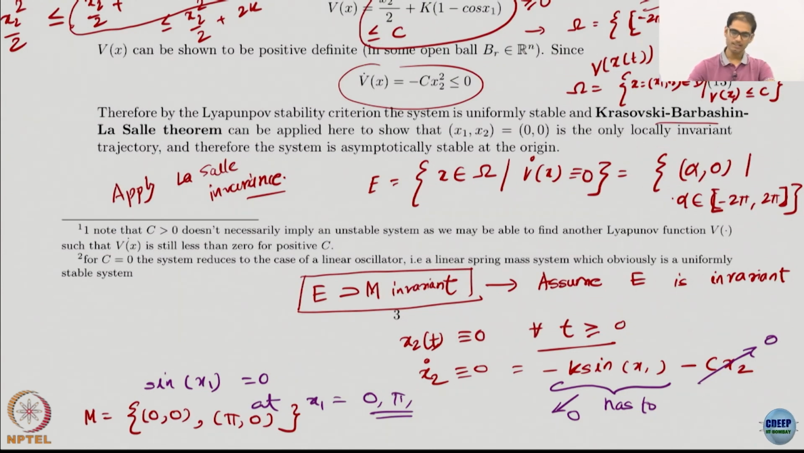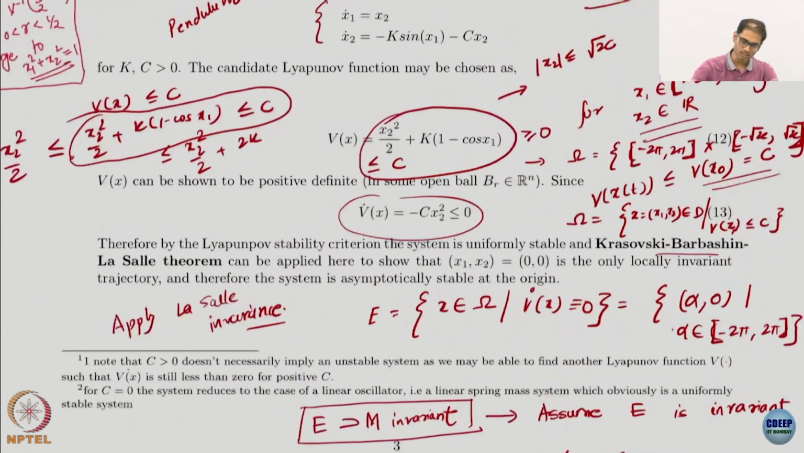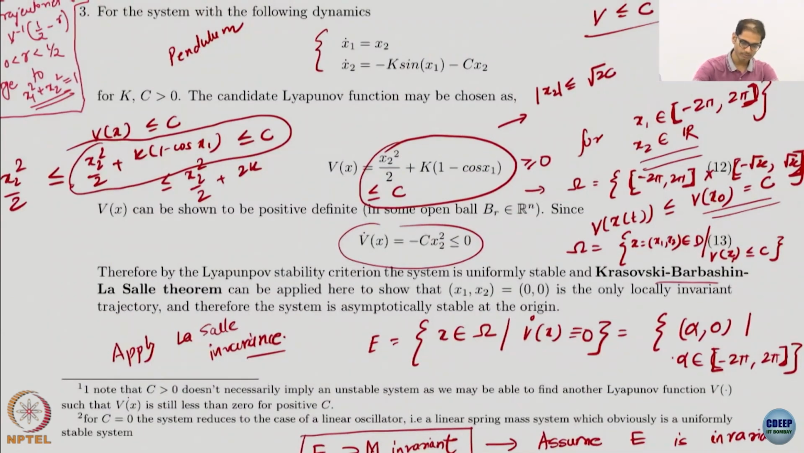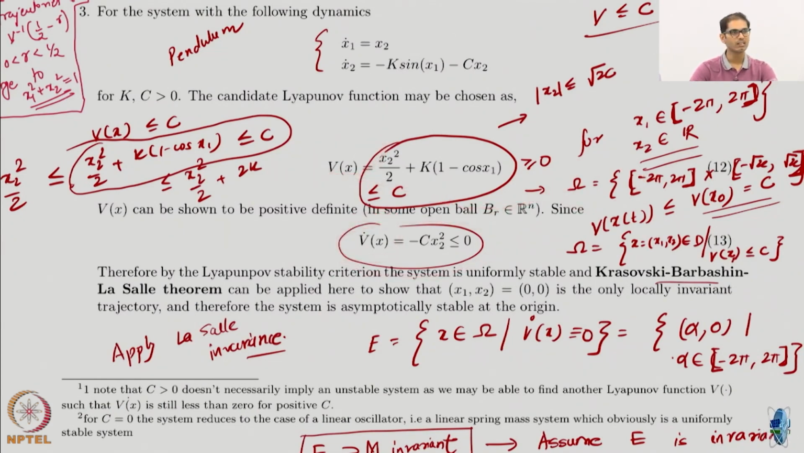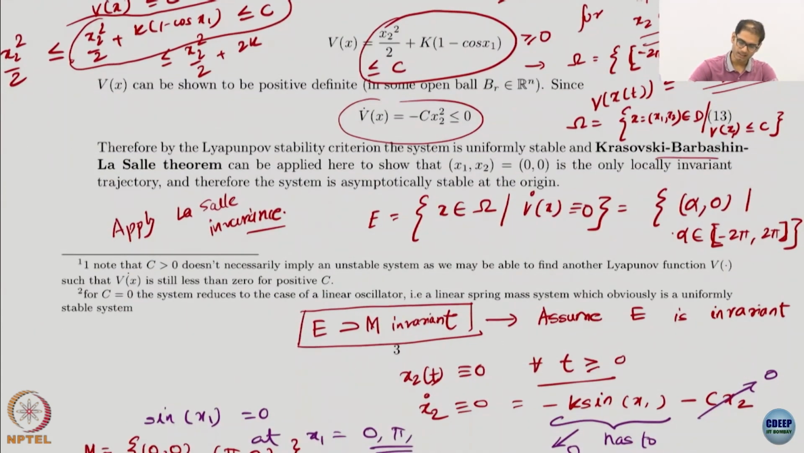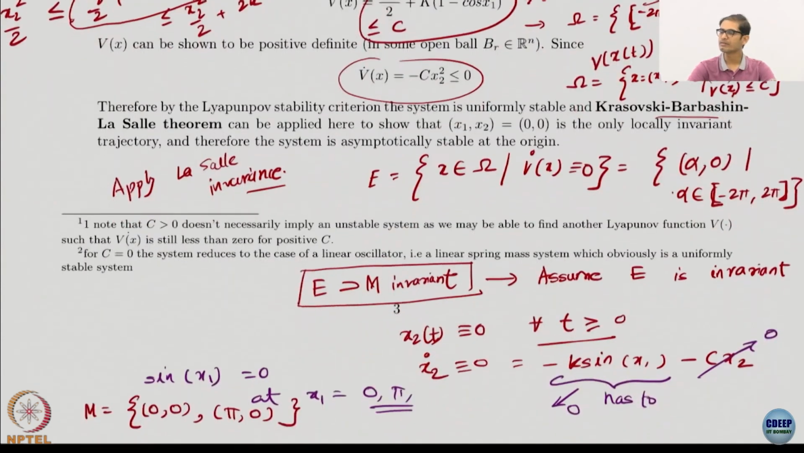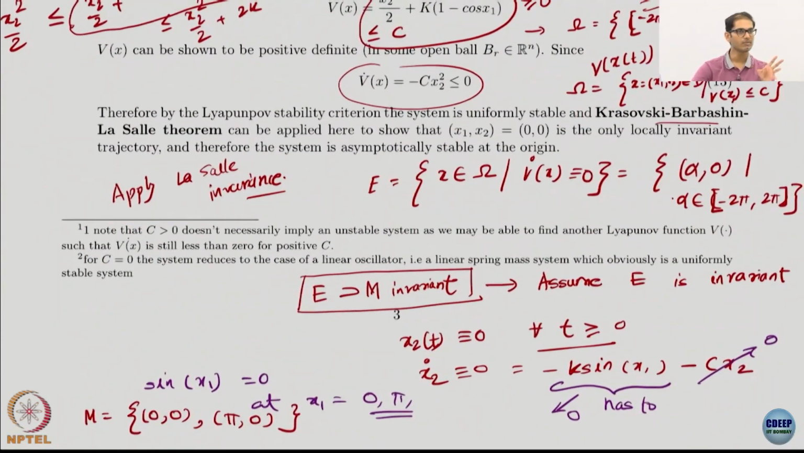So what does LaSalle invariance say? Because I have satisfied all the requirements of the LaSalle invariance, I constructed a compact invariant omega, right. I had a V positive semi-definite and V dot negative semi-definite in omega. In fact, it is in D, but in omega also, okay. And then I constructed the E and the M sets.